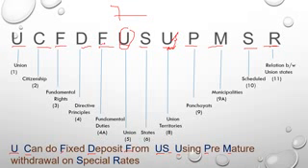And S represents the scheduled and tribal areas. It is the 10th part. And R represents the relation between union and states. It is the 11th part of the Indian Constitution. So in this way you can easily remember all these 11 parts. You can do a fixed deposit from US using premature withdrawal on special rates.